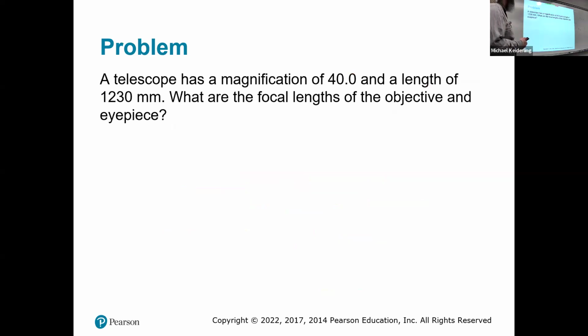So a telescope has a magnification of 40 and a length of 1,230 millimeters. What are the focal lengths of the objective and the eyepiece?